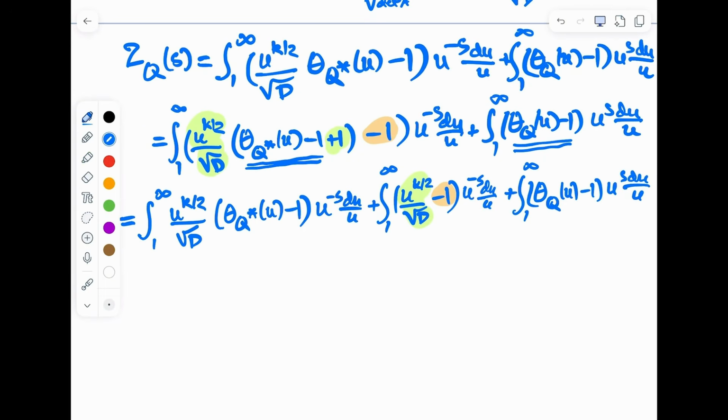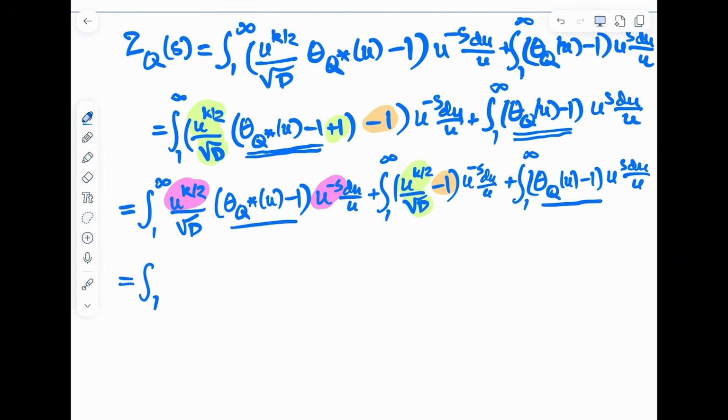Okay. All right. So, boy, this is a mess. So here, look, I have 2 terms that look the same. And also what I have here, what happens if I use pink? That looks okay. So those are 2 powers of u. I can combine those together to get a u to the k halves minus s. That looks good. So what I'm going to do here is emphasize the theta q star u minus 1 first, combine the u terms together. I did not forget about the denominator.